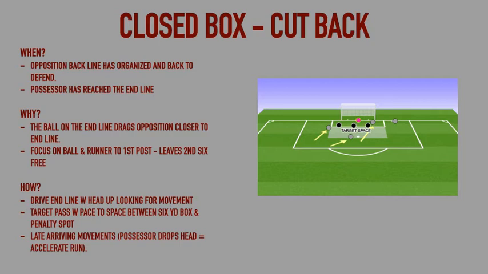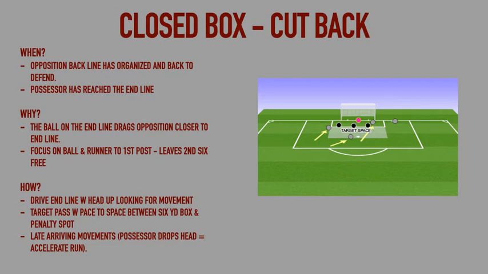So again, what's the how? We drive in line with our head up. We're looking for the movement. That's key. As we're driving, we've got to pick our head up because we might have to release it earlier or we might have to play a slightly different space. We want to hit the ball with a good enough pace that allows the player to get onto it and finish first time and hits that second six.